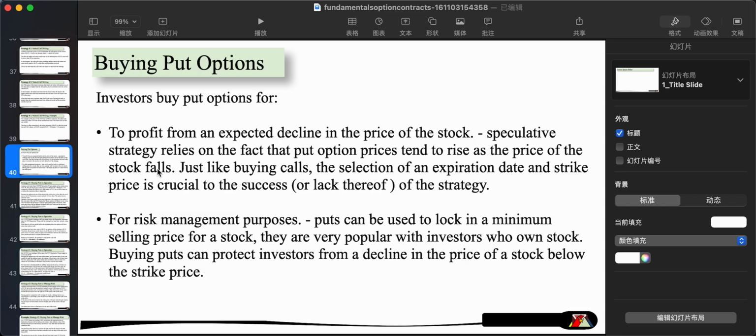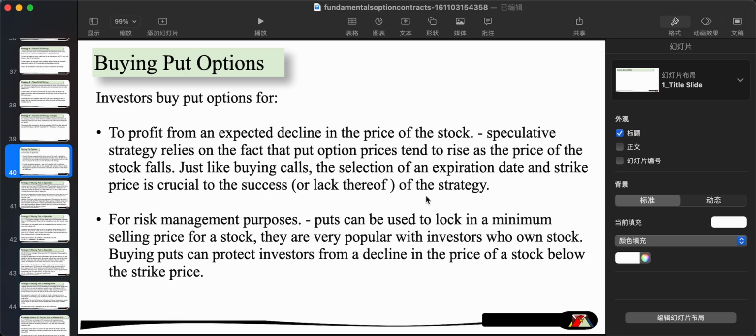So you have also another option strategy, that you can buy puts. So normally when you buy puts, you're trying to hedge against the downside risk, as you're buying for certain insurance protection. So investors buy put options for A, to profit from an expected decline in the price of the stock. The speculative strategy relies on the fact that put option prices tend to rise as the price of the stock falls, just like buying calls.